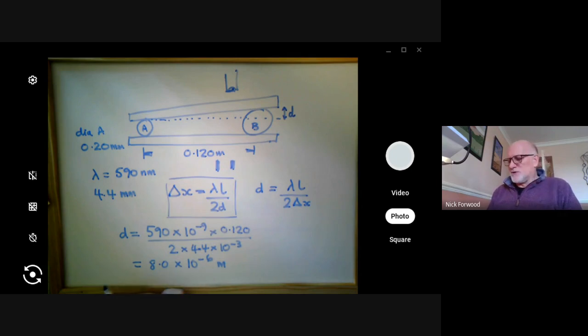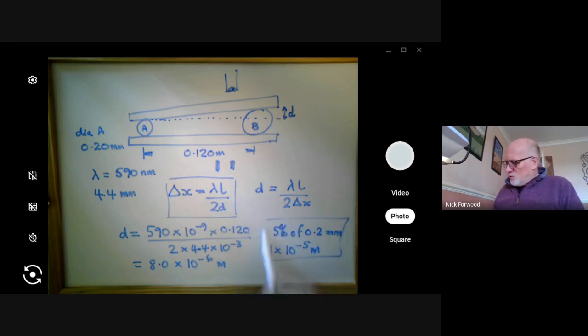So what we'll do is we'll work out what 5% of that is. And 5% of 0.2 millimeters is, you can do that, 5 over 100 multiplied by that, and that comes out to be 1 times 10 to the negative 5 meters.